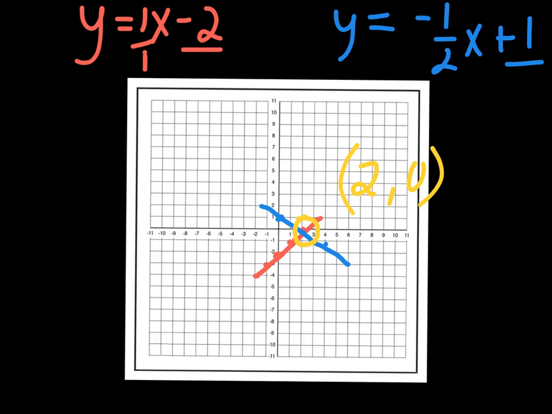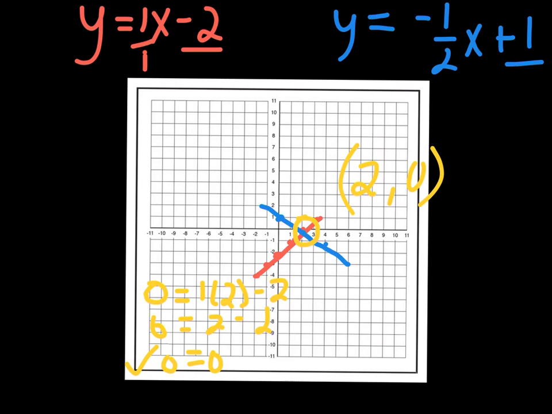Let's just check and make sure, because if we're graphing wrong, then it won't be the right answer. Let's plug it into the equations that we have. For the first one, let y be 0. And let's see, 1 times 2 minus 2. 2 times 1 is 2, minus 2 equals 0. 0 does equal 0, so we're good there.